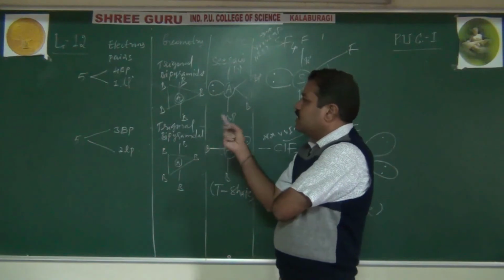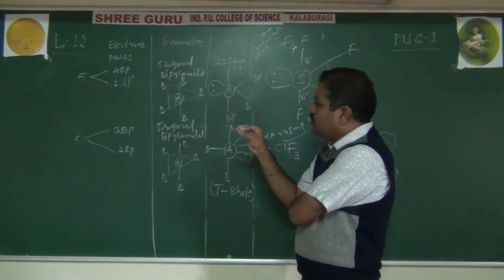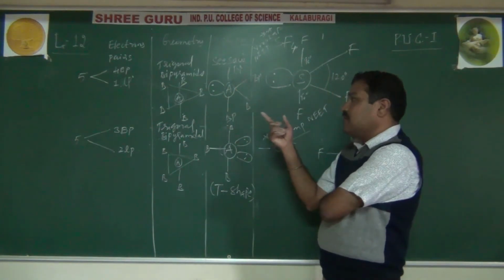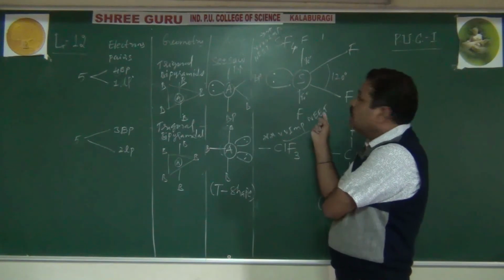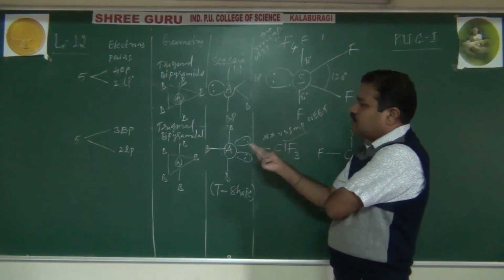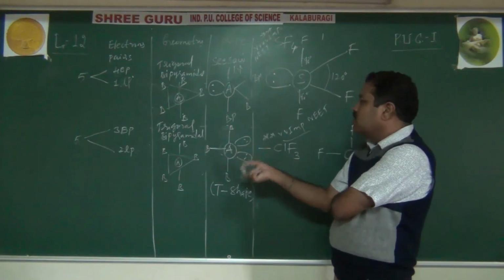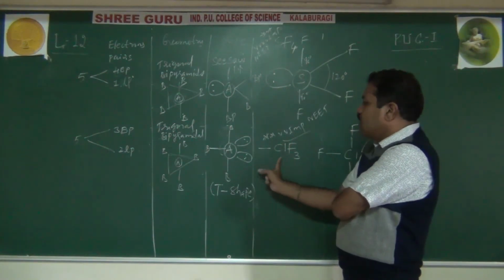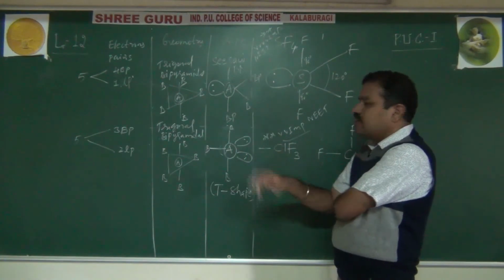See, these are the 2 deviations. 4 bonding pair, 1 lone pair. If all are 5 bonding pair, trigonal bipyramidal is expected, but it is deviated to seesaw structure. Sulphur tetrafluoride is the best example. If there are 3 bonding pair, 2 lone pairs, then it is bent T shape or T shape structure. Best example, chlorine trifluoride.